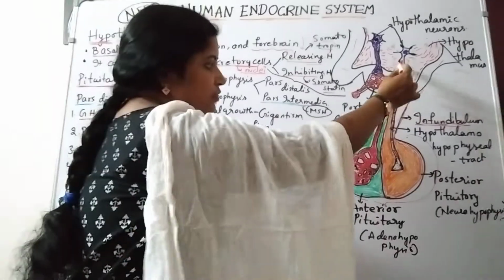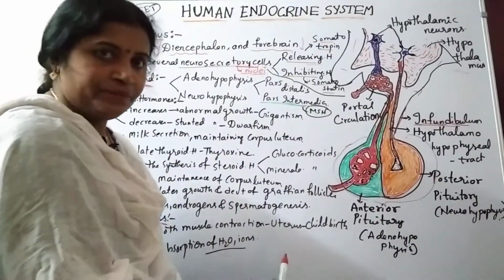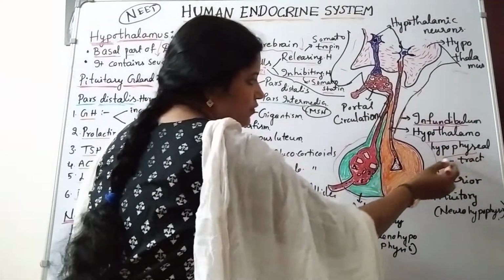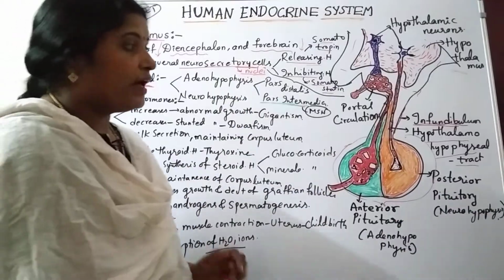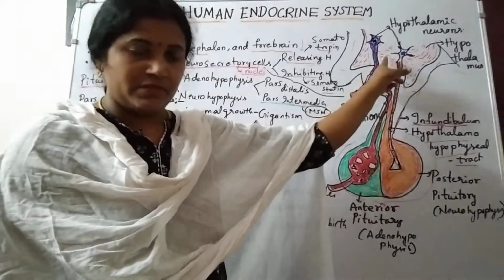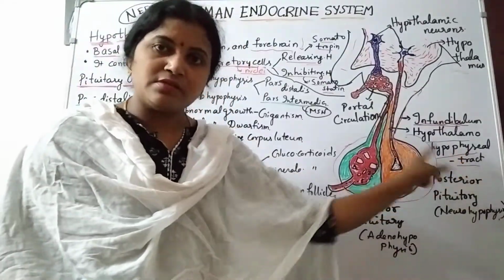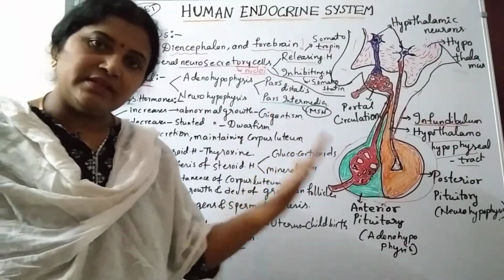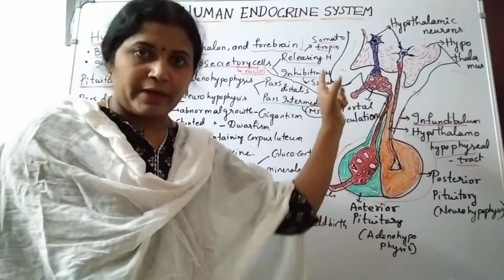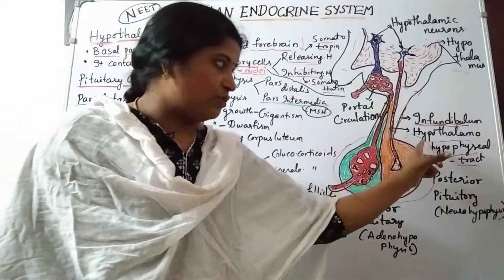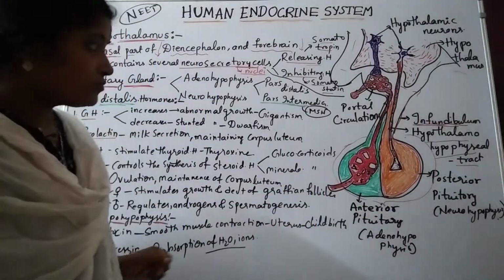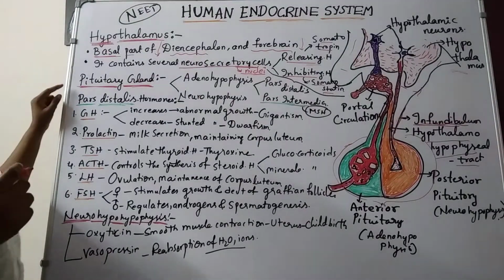Inside the infundibulum, the neurons connected with the pituitary gland are known as the hypothalamo-hypophyseal tract. Why is it called hypothalamo-hypophyseal tract? Because hypothalamo means hypothalamus, and hypophyseal means hypophysis, which is another name for the pituitary gland. So it connects both hypothalamus and pituitary. That's why it is known as the hypothalamo-hypophyseal tract. Okay, clear? Then we'll go to the pituitary gland.